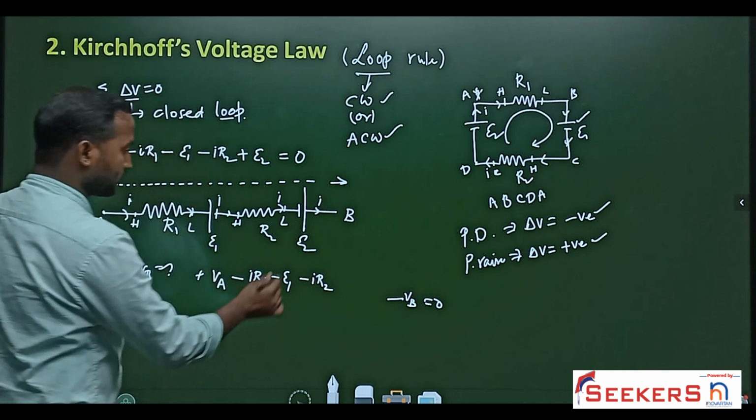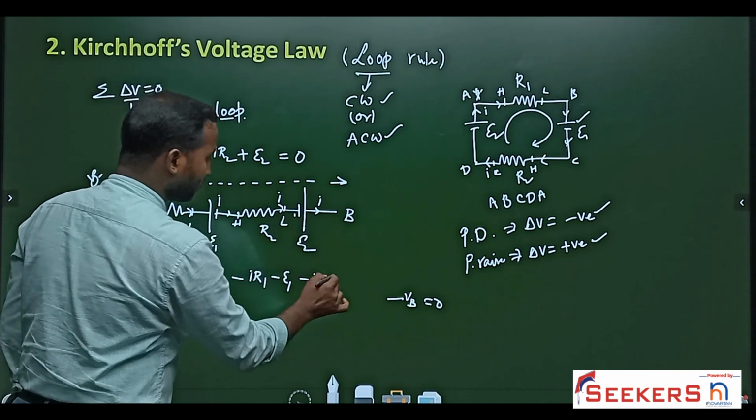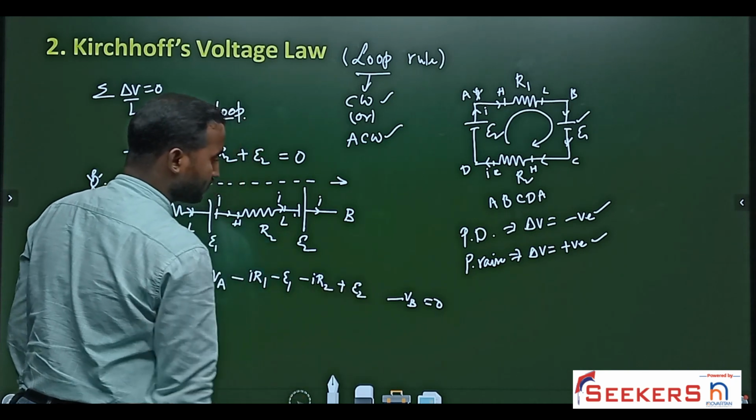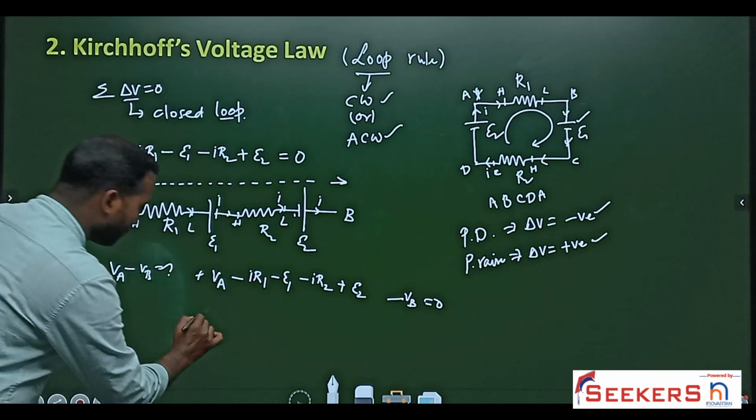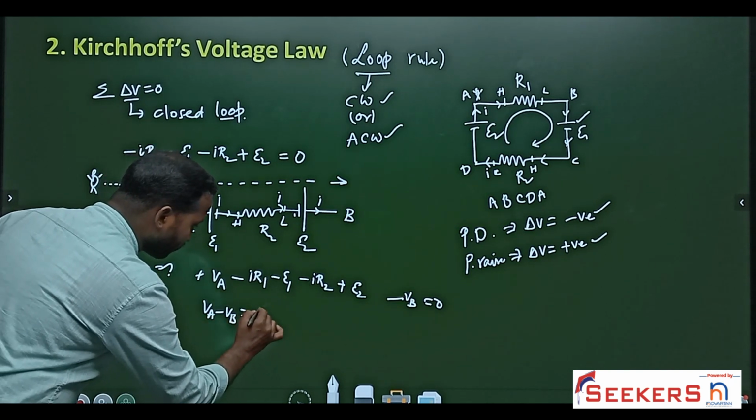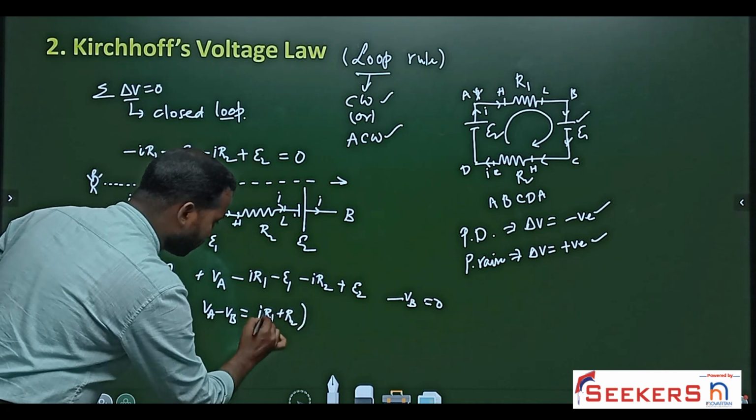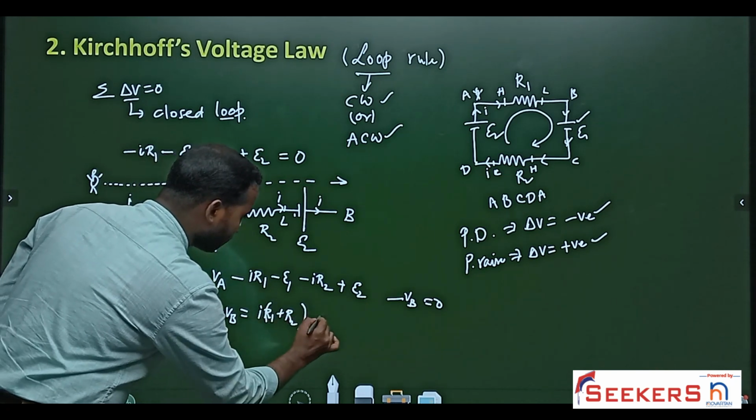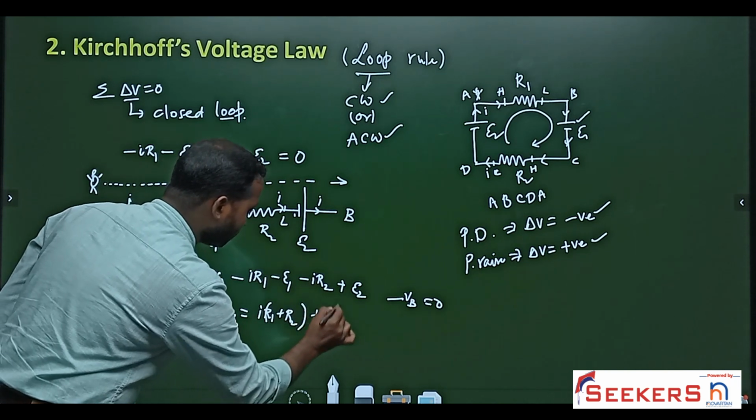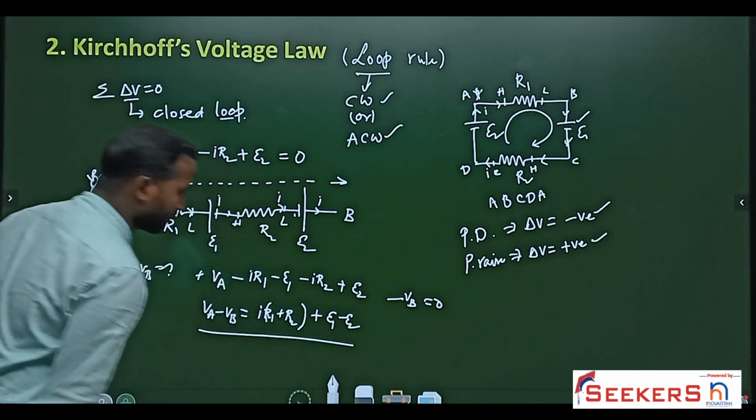IR2. Next, here you are going from low to high. That means you are gaining potential, that means potential rise. How much? E2. And that's what it is. If I want to write VA minus VB, that's what is being asked. That is going to be IR1 plus IR2. I'm taking that I common. Then E1 goes to the other side and becomes plus E1, E2 becomes minus E2, and that's it. This is the answer for that question.